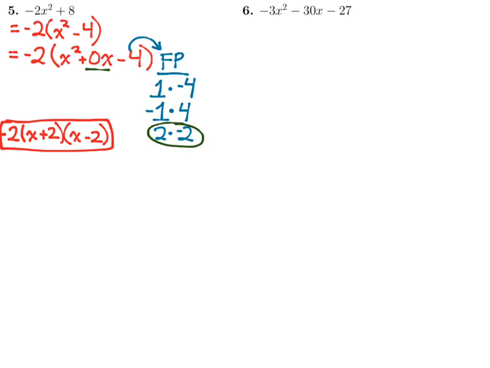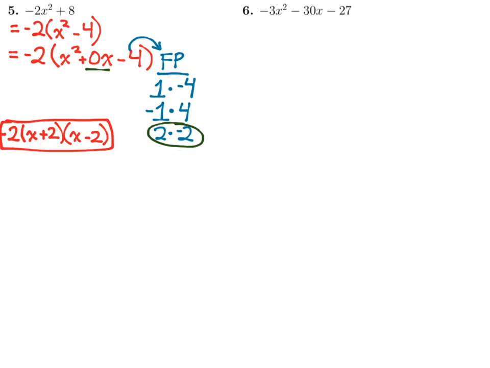All right, from there, I wrote in the 0x to make it obvious to look at. Looking for factor pairs of negative 4: 2 and negative 2 are your winners. Don't forget that negative 2 in front because it was a common factor. And there we are. All right, number 6, last one. Please try it yourself. Give yourself a chance to learn.